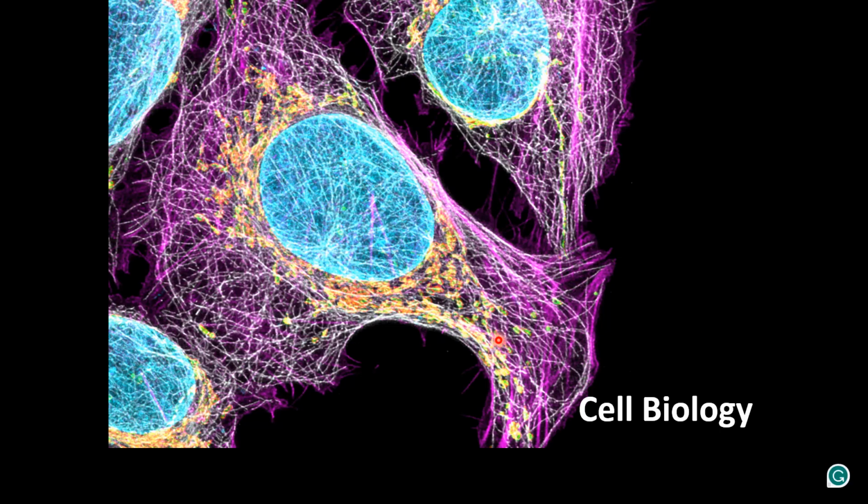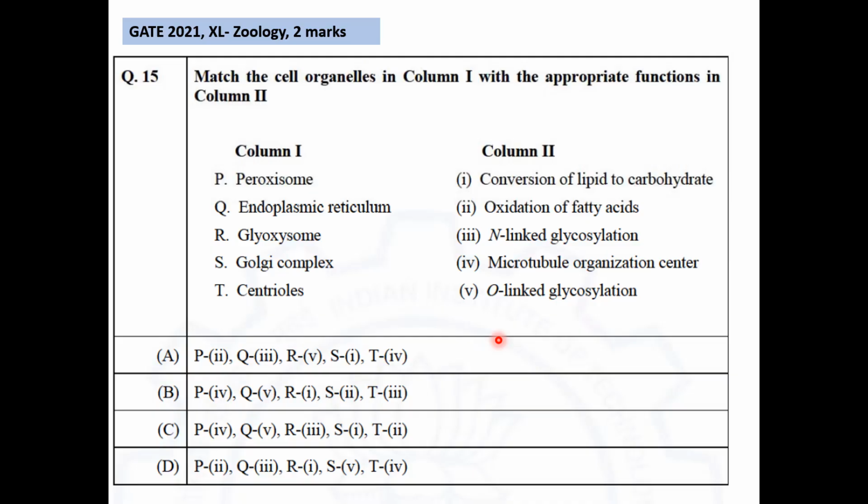Hello. So today's topic is cell biology, and the question which I have chosen is from GATE 2021 Excel Geology part, and it is a question of 2 marks. So question number 15, it asks us to match the cell organelles in column 1 with the appropriate functions in column 2.